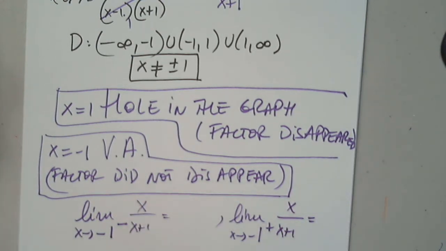So the numerator goes to -1. The denominator goes to 0. But I have to establish the sign of the 0. -1 from the left is with -1.1. -1 from the right is with -0.9. This is what I plug in and I find the sign of the 0 so I can get the answer here.